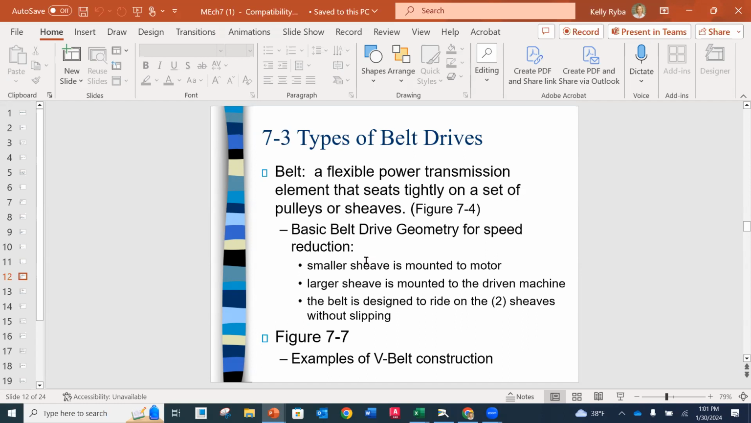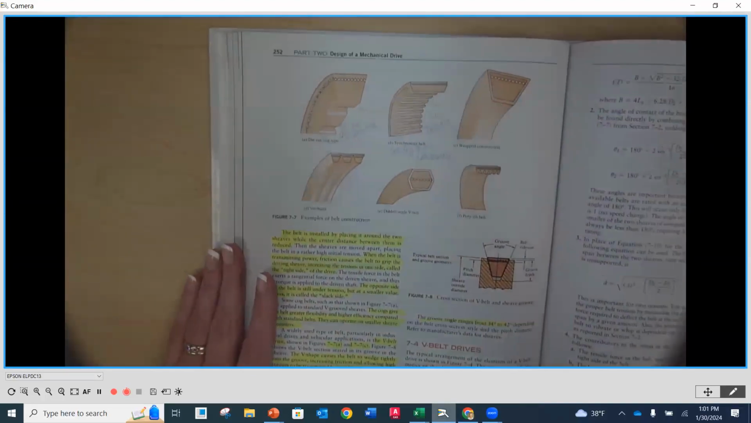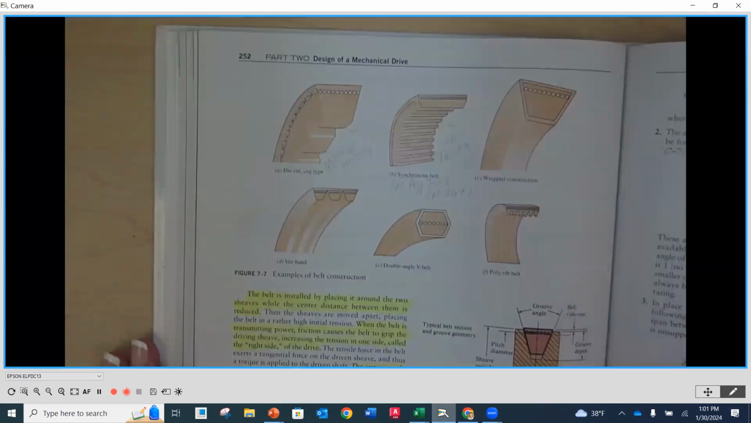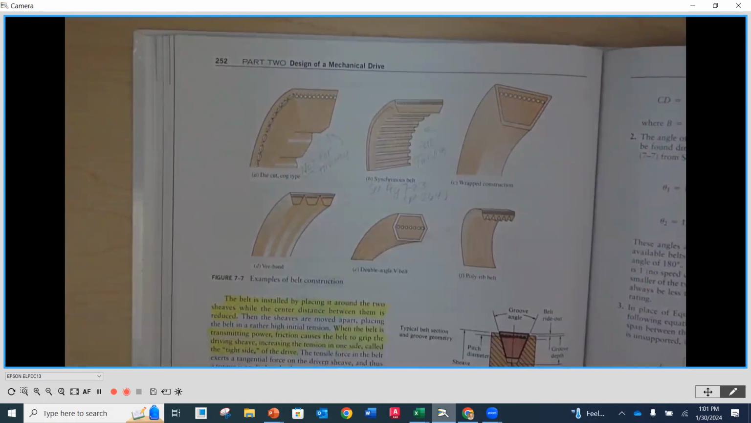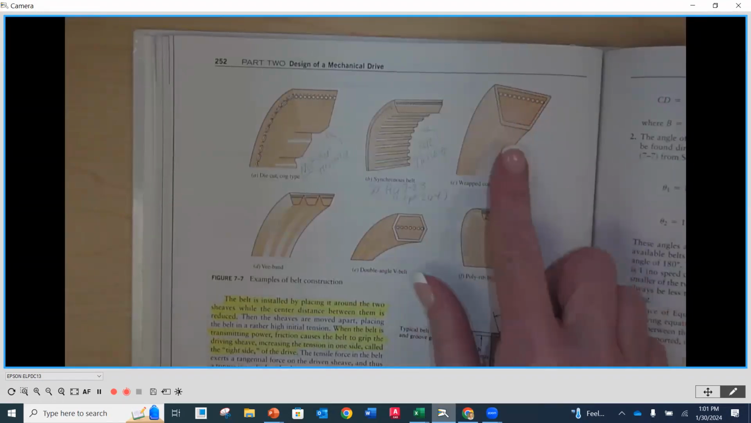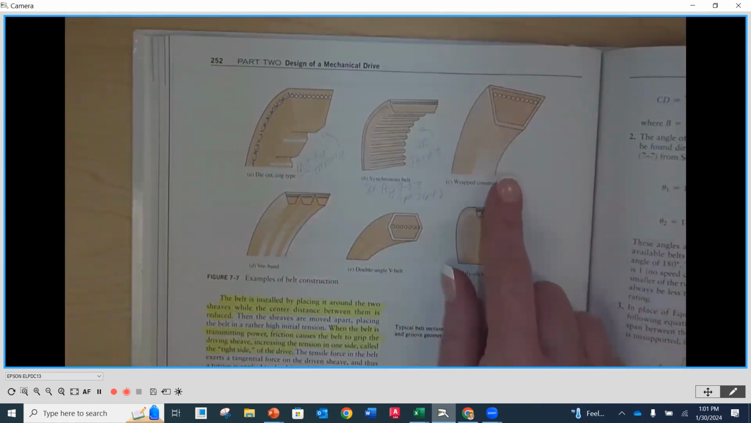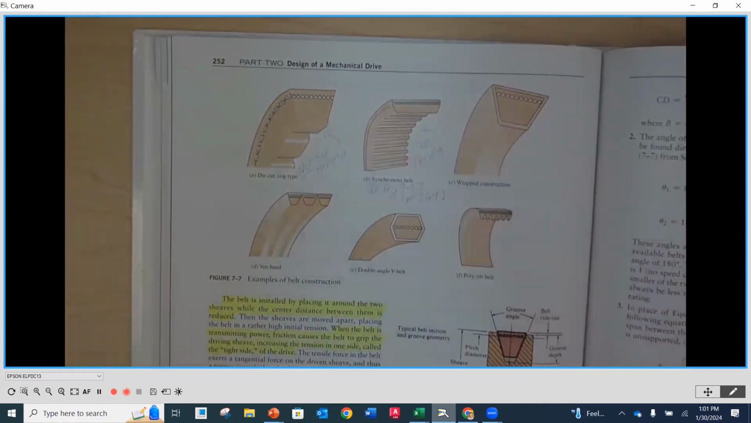There's a couple different types, and they're going to be based on the type of belt that you're going to be utilizing. So if we look at figure 7.7 on page 252, you're going to notice that there's a number of different styles of belt constructions in this illustration. Now, the one that we're going to be designing for, and that is very most popular, is the wrapped construction V-belt design. This is kind of like the run of the mill. That's what we're going to be designing for using the Gates catalog.